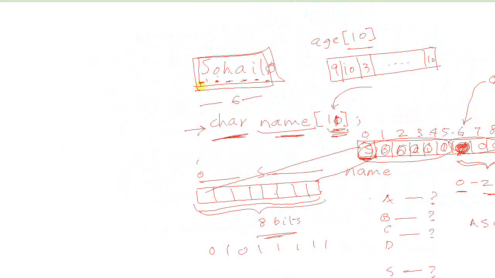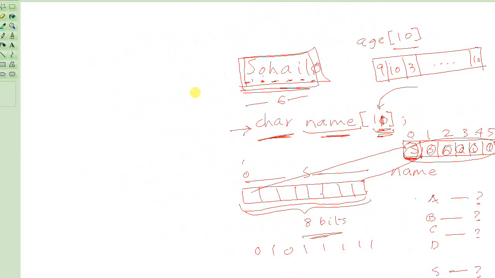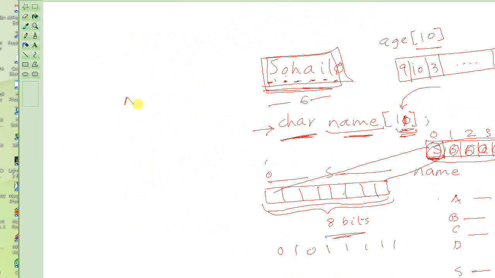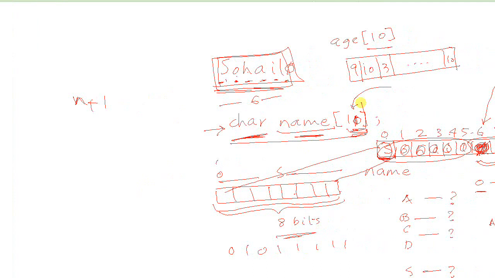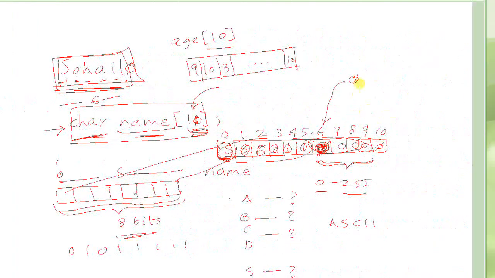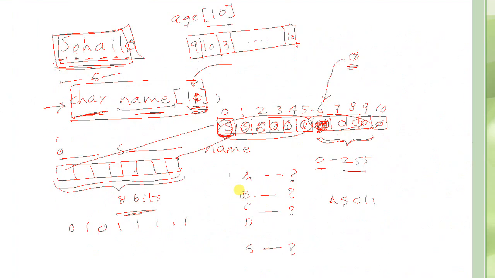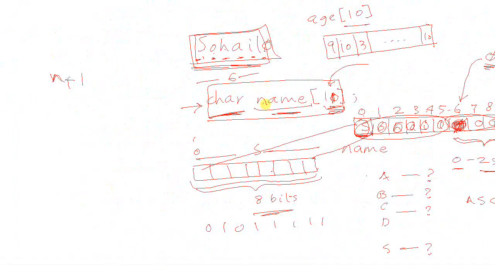So to represent a string of n characters, you need an array of n plus 1 characters. This defines a string, and this null terminator signifies the end of the string. I hope this helps you understand the concept of string.